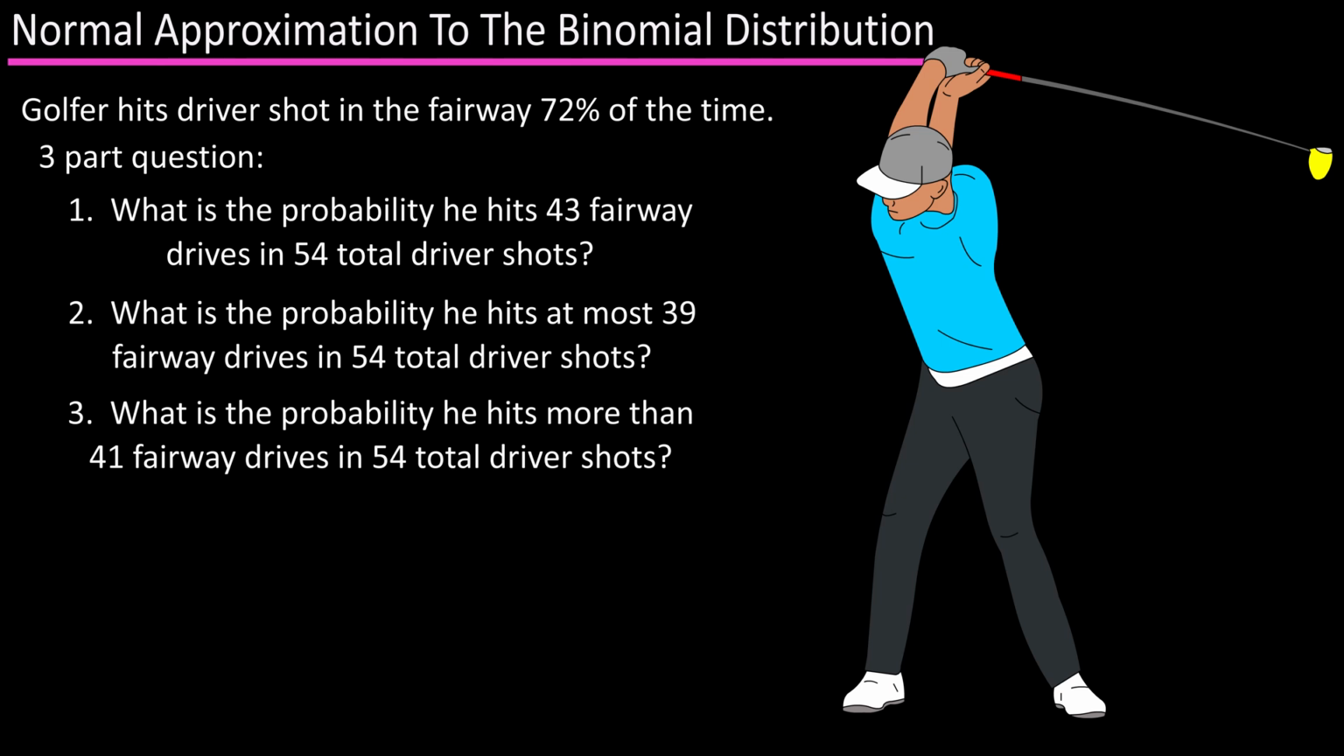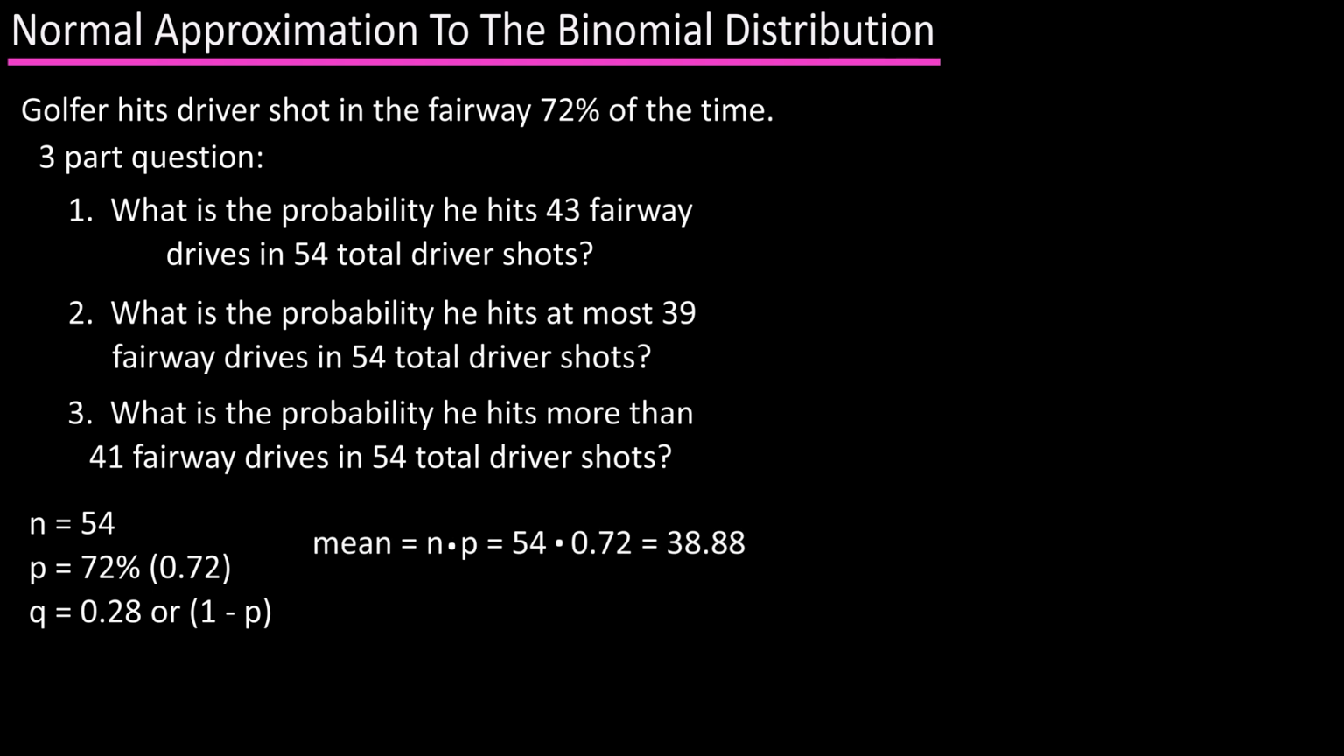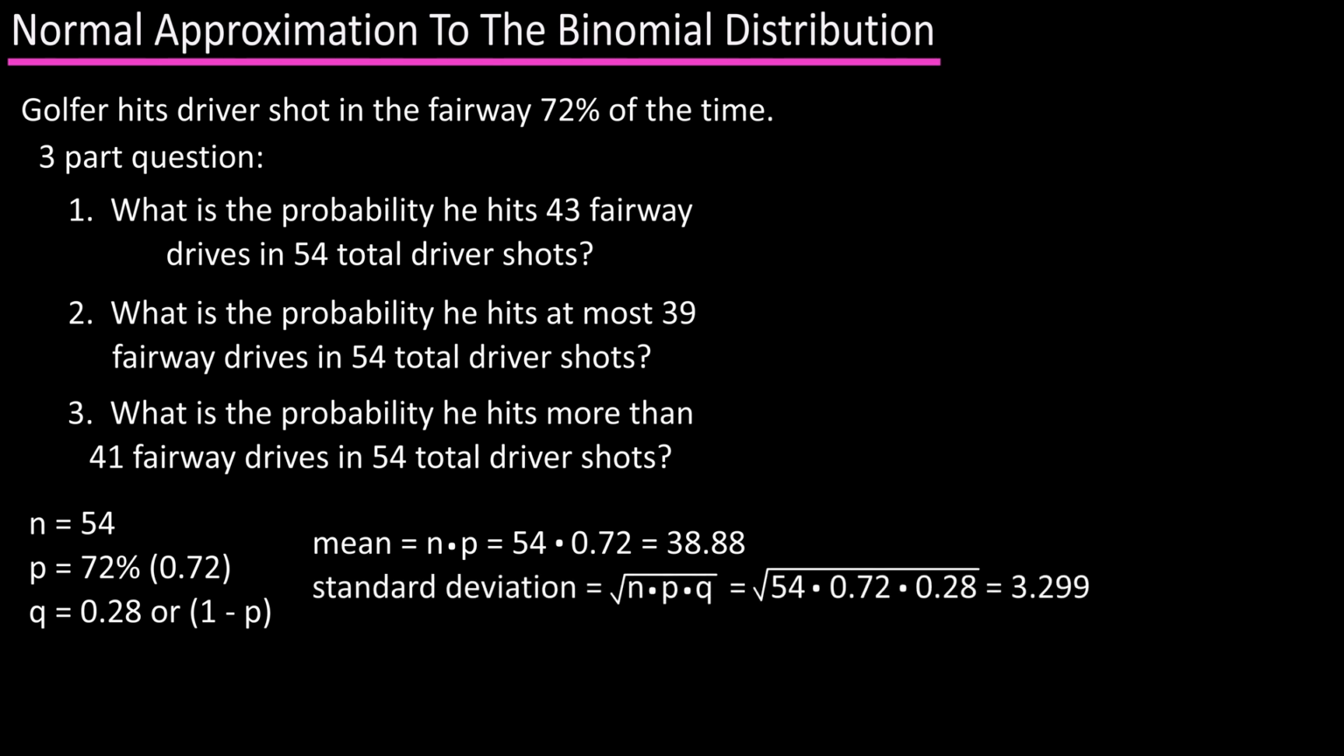In this situation, n, the number of trials, equals 54. P, the probability of success, is 72%, or 0.72, and q equals 0.28, which is 1 minus p. And the mean is n times p, 54 times 0.72, which equals 38.88, and the standard deviation is equal to the square root of n times p times q, square root of 54 times 0.72 times 0.28, which equals 3.299.